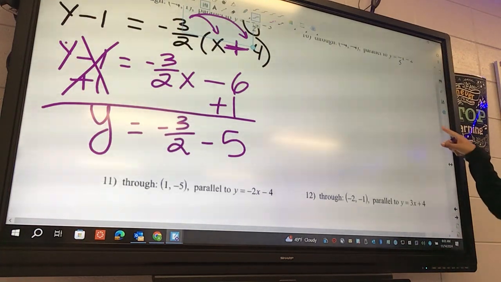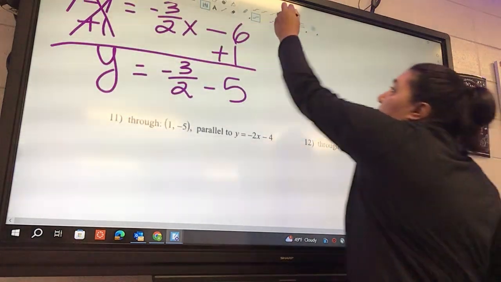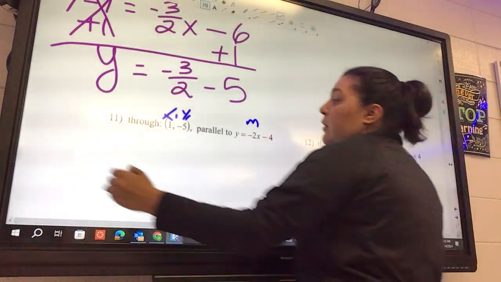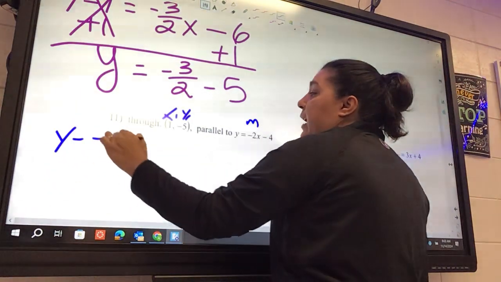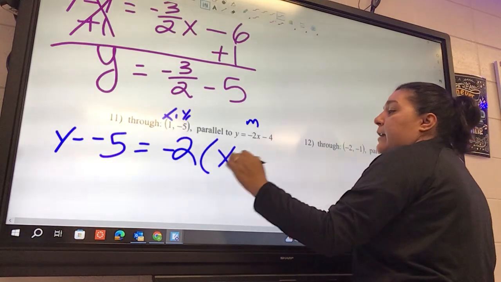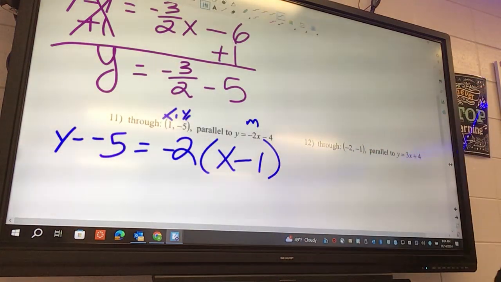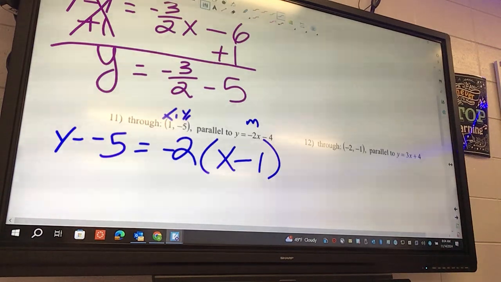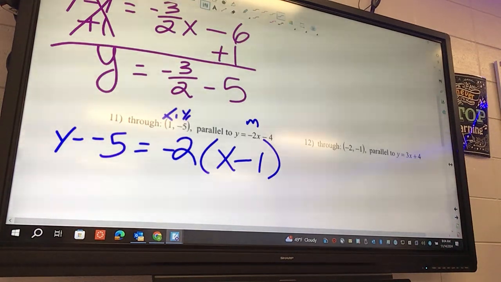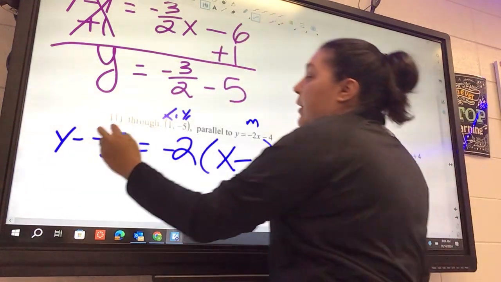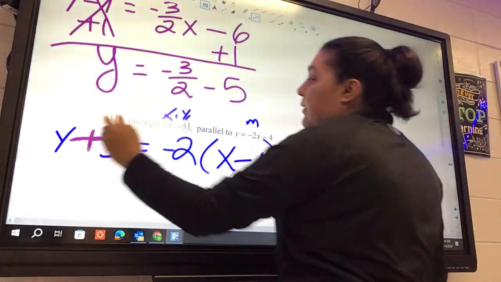Okay, number 11, we're going to say x1, y1, and my m. So it's going to be y minus -5 equals -2, x minus 1. Wesley, put that up. Okay, a minus we can change into a plus.